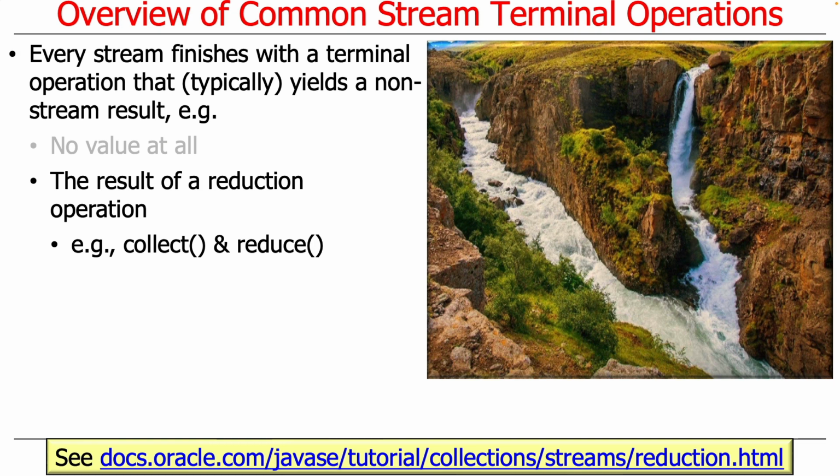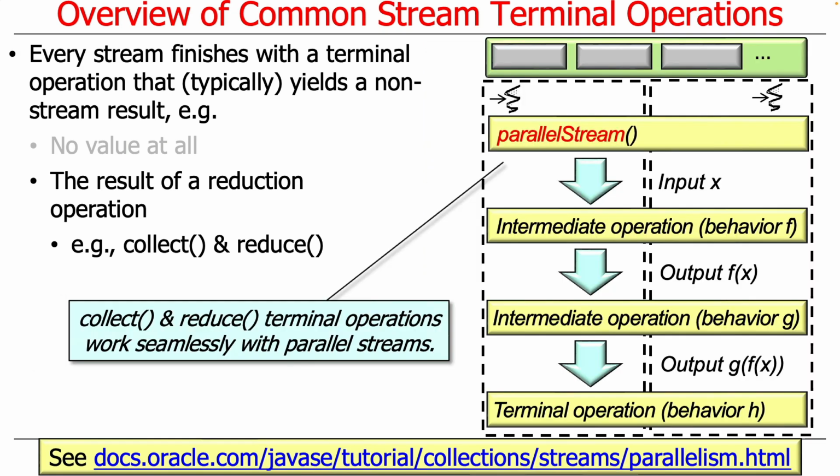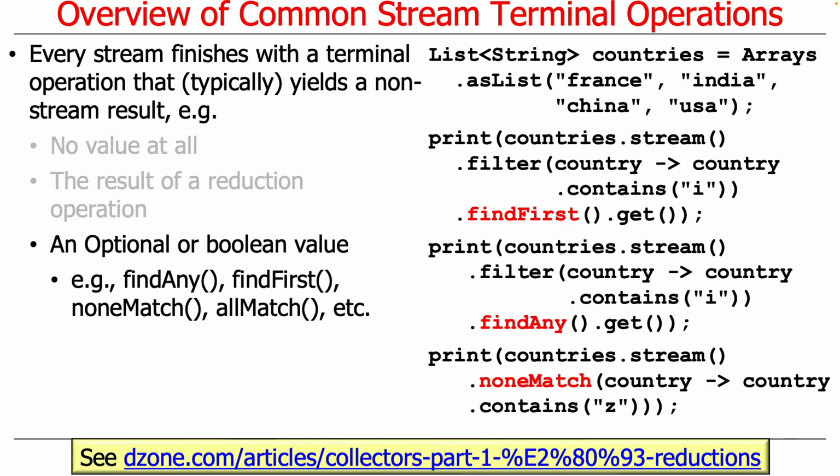Another form of a terminal operation will result in something. And this is typically called a reduced result. The two examples of this are collect and reduce. We'll talk a lot about collect. Collect, or its toList variant, is a very, very common way of doing things. These are also run-to-completion operations, unless, of course, there's an intermediate operation that's short-circuiting, as we've talked about before. And we'll see that collect and reduce also work seamlessly with respect to sequential streams and parallel streams. So once you understand sequential streams, the parallel stream stuff is pretty straightforward.